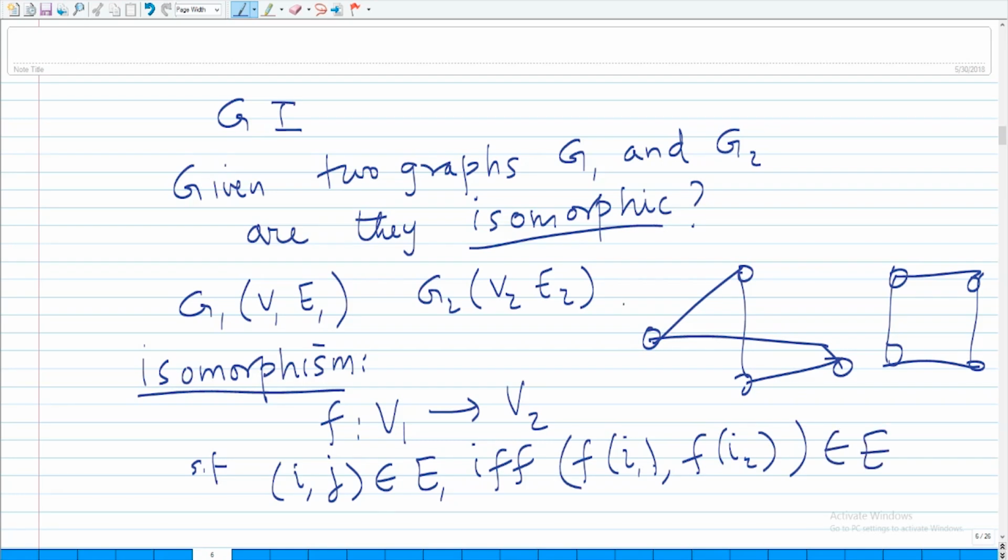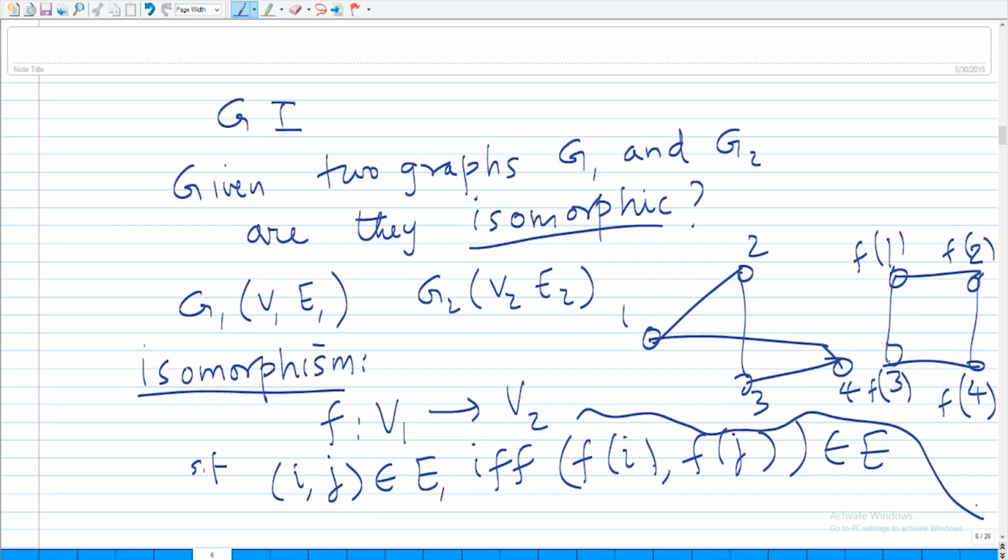So a mapping here would be, for example, 1, 2, 3, 4. So if I call this f(1), f(2), f(3), is this a correct function? No, because (2, 3) is an edge here, but (f(2), f(3)) is not an edge here. These two graphs are the same, they are isomorphic, but you have to give the correct function. So f(3) is this.